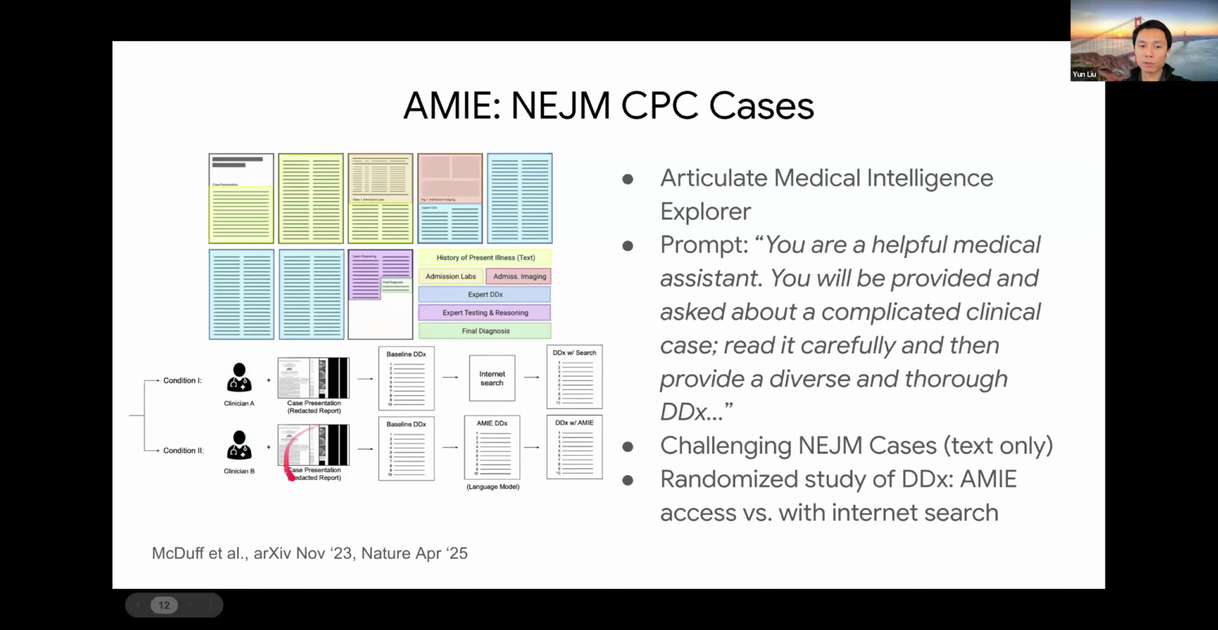In the second arm, we have the first step be the same. They see the case and they provide a baseline, but then they get access to the AI that is prompted in this particular way with the case in the AI's context. And then they can ask several questions and then update their diagnosis if they would like. All right, and so what we're going to see in the next slide is what happens when we do the randomized study and what the results look like.